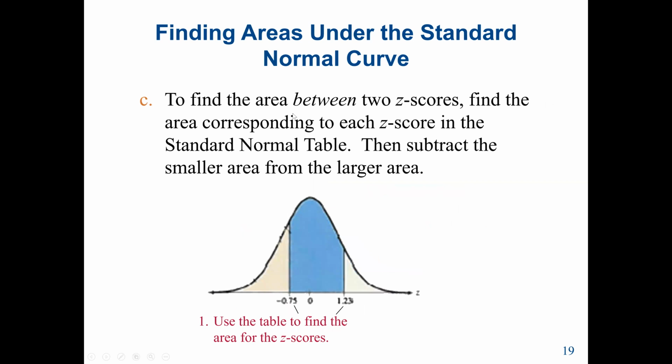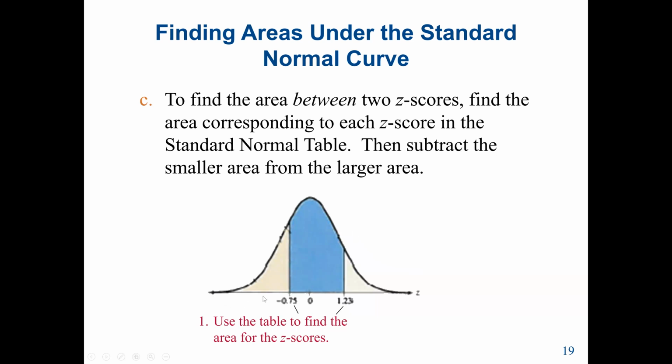C, to find the area between two scores. Sometimes we may have a question where we want to find the area between these two scores. So first of all, find the area corresponding to each Z-score in the standard normal table. Then subtract the smaller area from the larger area. I'm looking for the area here.